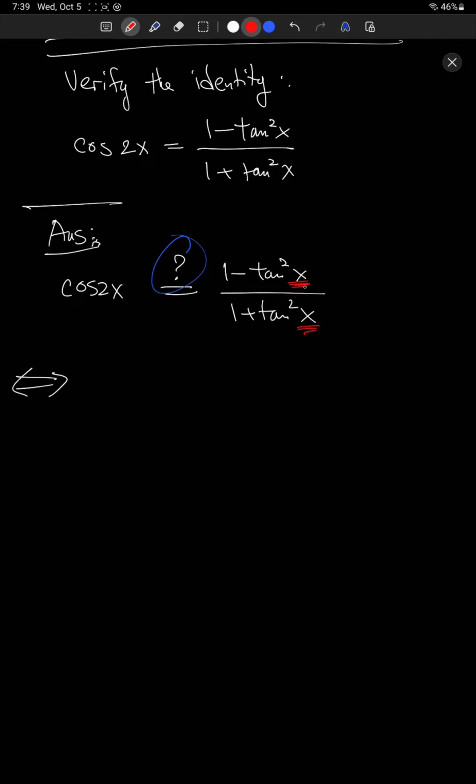So my first thought is to convert this cosine 2x into trig functions of just x. So that means double angle identity. And so I end up with cosine 2x is equal to cosine squared x minus sine squared x, right? That's my double angle identity. And so that's equal to, question mark, 1 minus tangent squared x over 1 plus tangent squared x.